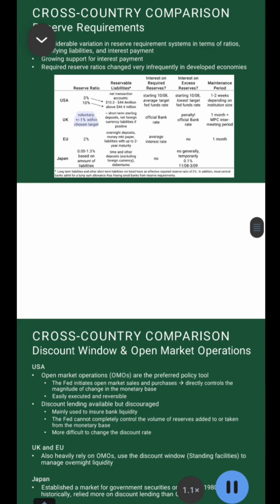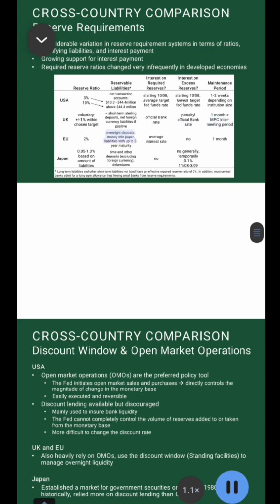UK: voluntary, plus or minus 1% within chosen target. Short-term sterling deposits, net foreign currency liabilities if positive. Official bank rate, penalty. Official bank rate, one month, equals MPC intermeeting period.